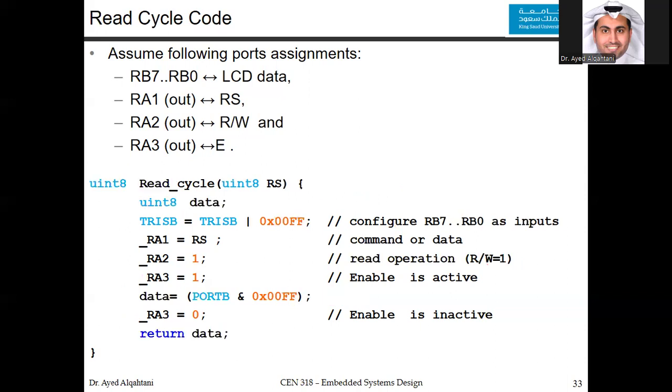Now, for the read cycle, same definitions here. You can compare slide 33 with slide 32, going back and forth. You see some differences. For the read cycle, the first difference is the trace speed. Now you configure them as input since you are reading here. Before that is actually the arguments. You have only RS. You should give it 1 because you want to read something.